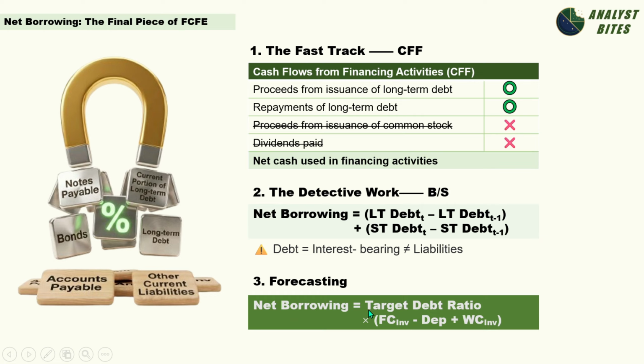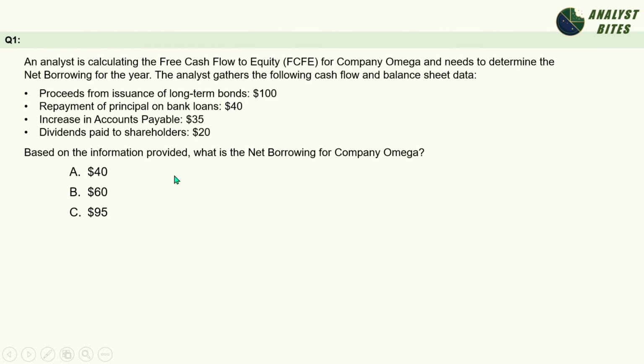Net borrowing equals DI ratio multiplied by fixed capital investment minus depreciation plus working capital investment. If you're still a bit unfamiliar with this formula, feel free to revisit the related examples and concepts we covered in part 2. Now that we've covered the theory, let's jump straight into the example from Omega Company. Our mission is clear: extract the net borrowing from a set of financial statements to calculate FCFE.